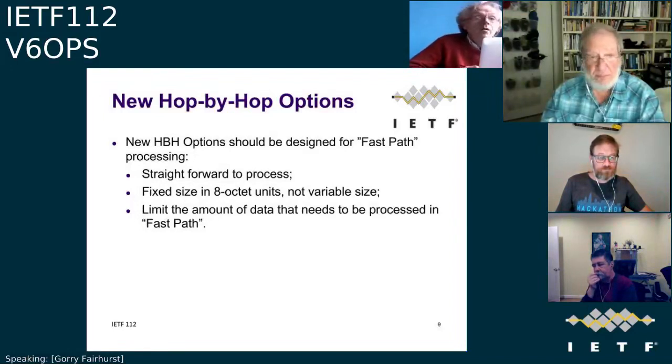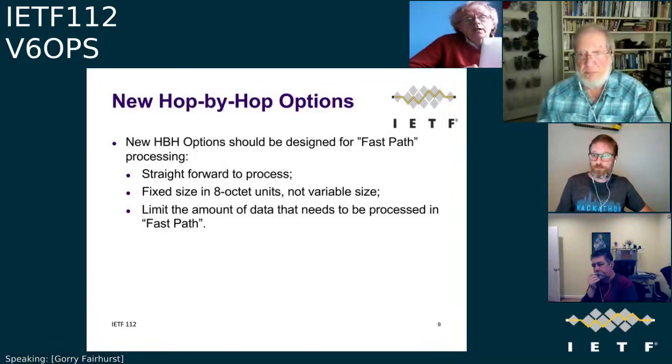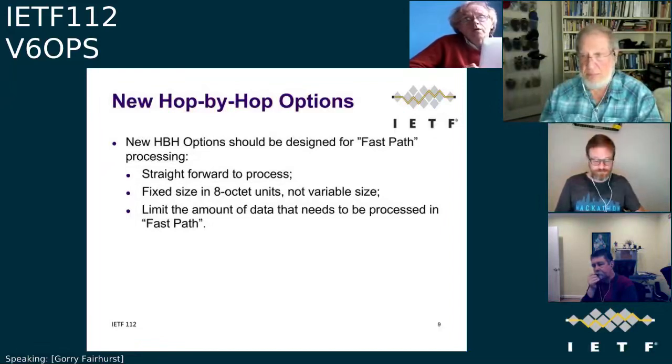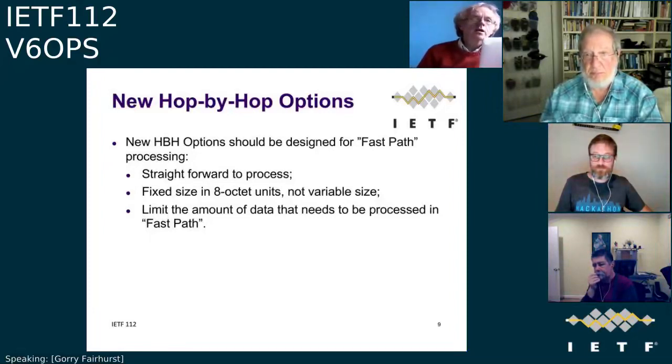And things that can be processed in the fast path credibly. Fixed size and 8-octet units, not variable size, because again, that should help people find headers better. Finding headers is the hidden gremlin behind all this. Where in the stream of bytes do you expect to see the next header? And limit the amount of data that needs to be processed in the fast path. So let's keep this small. Next slide.